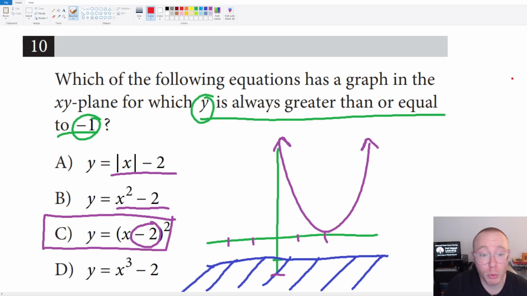So that's what I would say for this question is the quickest way to do it. Just kind of sketch them and see which one is going to stay out of the region in blue.